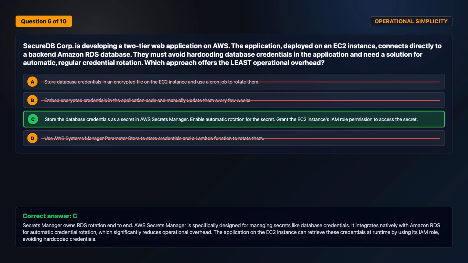The correct answer is option C. Secrets Manager owns RDS rotation end-to-end. AWS Secrets Manager is specifically designed for managing secrets like database credentials. It integrates natively with Amazon RDS for automatic credential rotation, which significantly reduces operational overhead. The application on the EC2 instance can retrieve these credentials at runtime by using its IAM role, avoiding hard-coded credentials.